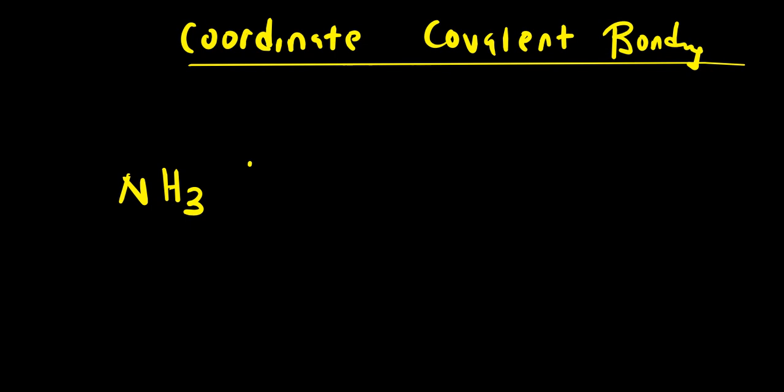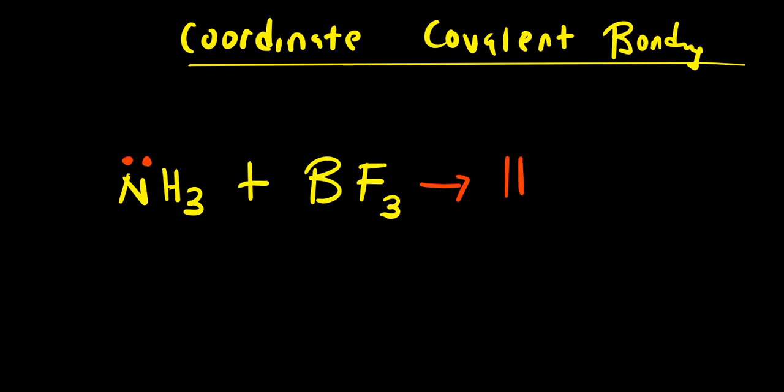Ammonia is reacting, let's say, with boron trifluoride. Okay, this ammonia happens to have a lone pair of electrons. So what will happen is that when the bond is being formed, yes, we will have our ammonia, but after the bond has been formed, it has donated those electrons to the boron trifluoride.